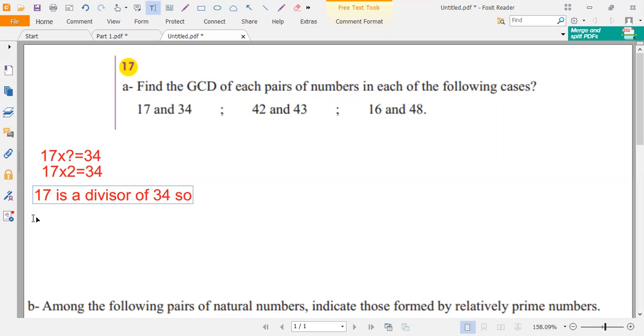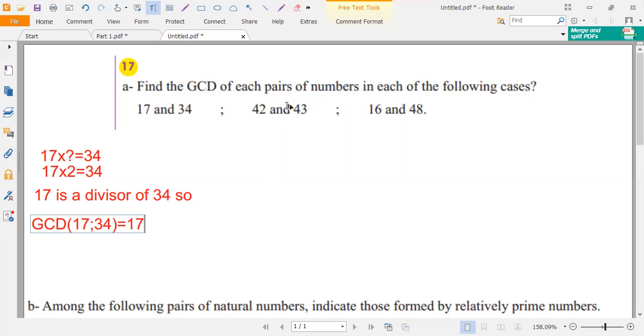So the GCD of 17 and 34 is equal to 17, the small number, because it is the divisor. Are they consecutive? No. Is there a relation between them? Yes. 17 times 2 is equal to 34, so 17 is the divisor of 34, so the GCD is equal to 17.